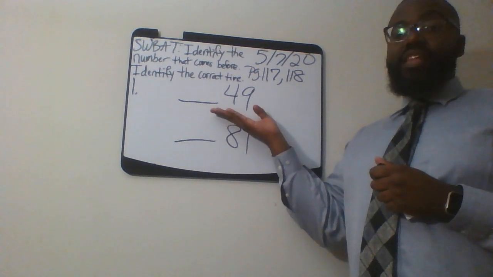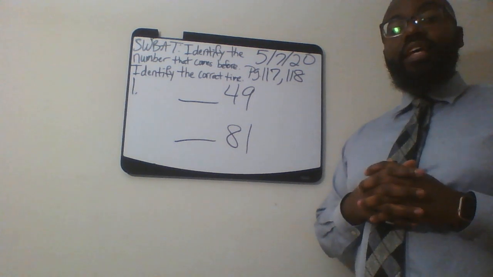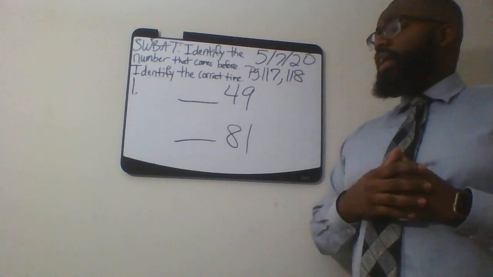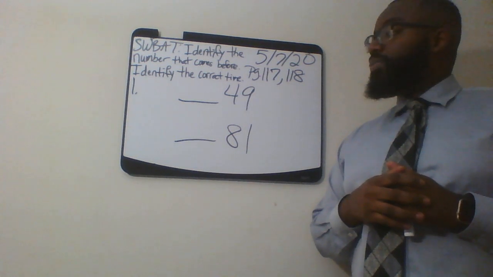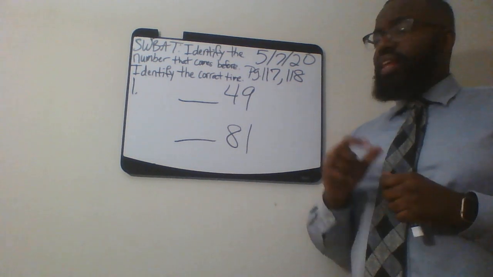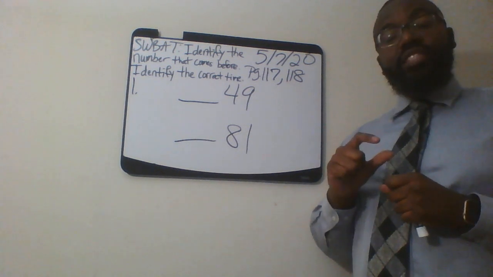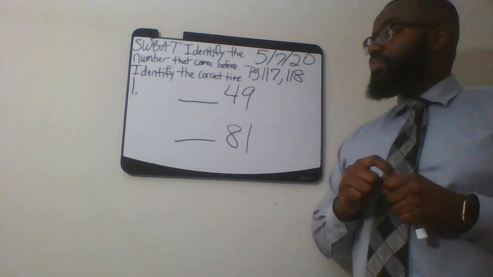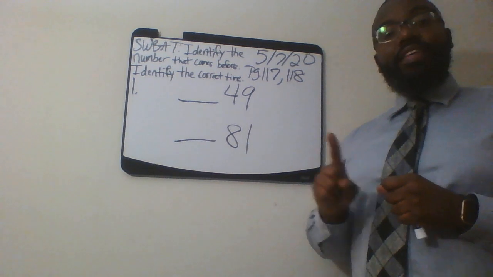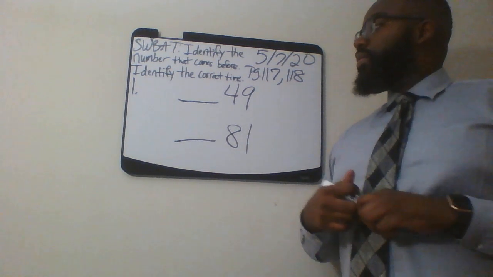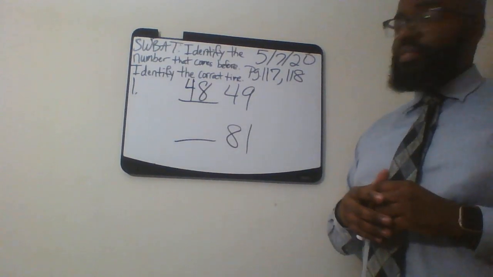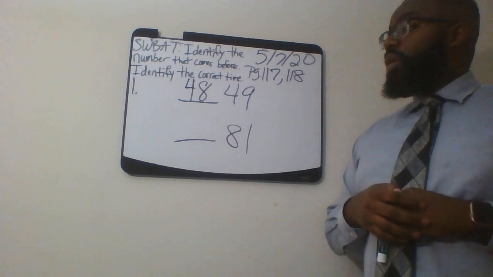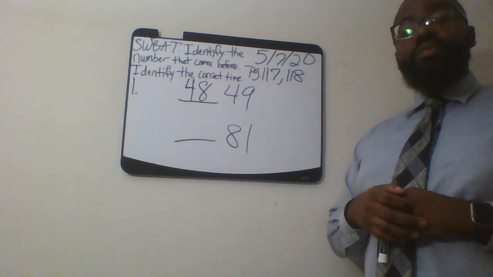So, let's look, the first number that they do give us is 49. Now, what number comes before 49? What number? And then here's a hint, it's in the 40s family. Not 47. How about, that's correct, 48. Now let's look at the next one we have here. We have 81. What number comes before 81?